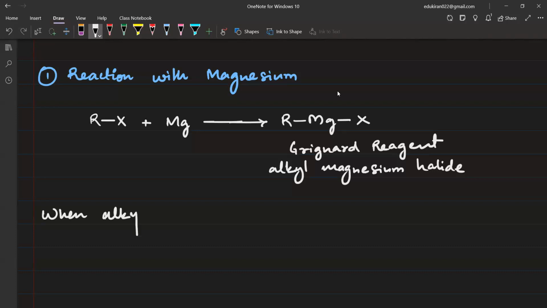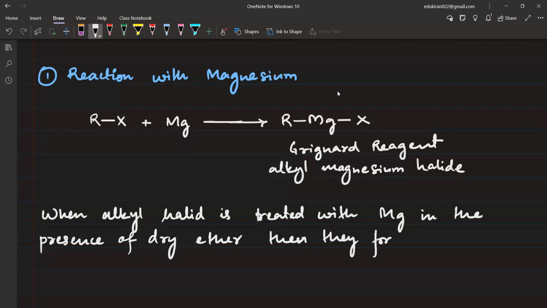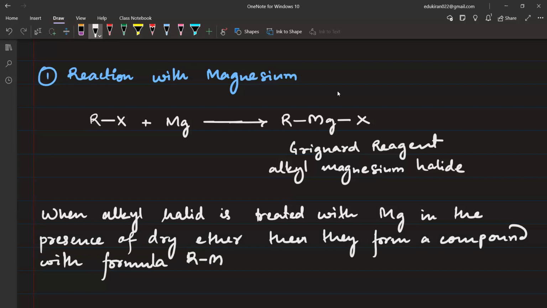Please read the statement. When alkyl halide is treated with Mg in the presence of dry ether, then they form a compound with formula RMgX called Grignard reagent.